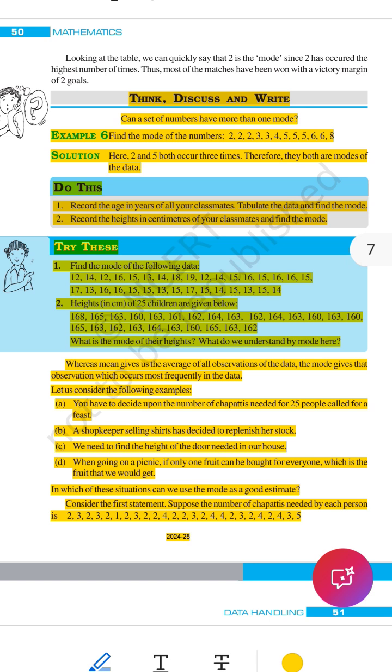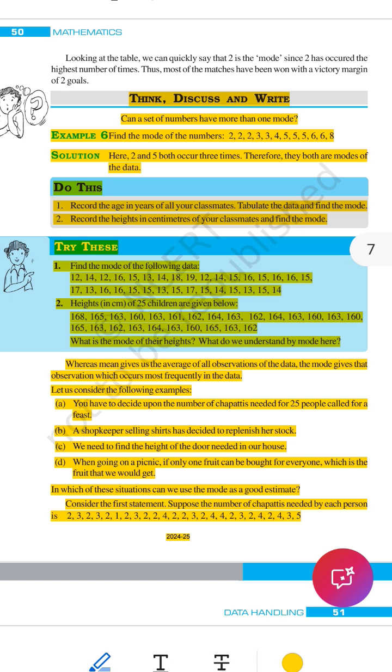Absolutely. Here's your great, deepest, and most detailed summary, explained in the simplest words so you get every single important idea clearly and remember it forever. What is mode? Mode is the number or item that appears most often in a set of data. Mode shows what is most common, most popular, or happens most frequently. Unlike mean, which gives the average, or median, which gives the middle value, mode tells you what comes up the most times.